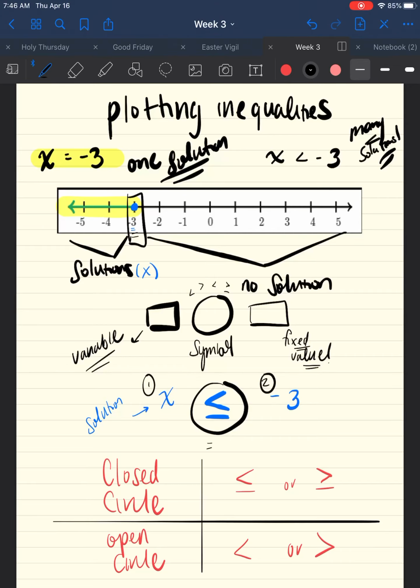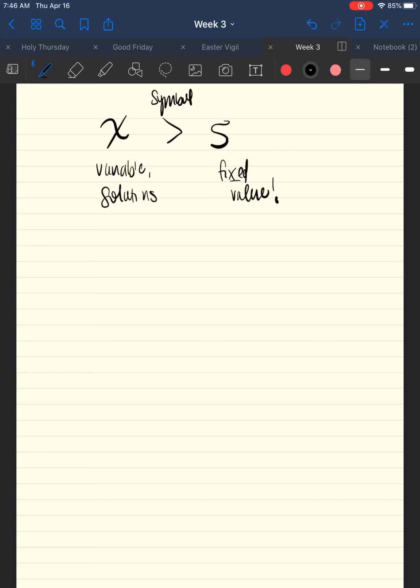Now, let's take a look at one more example. This time in this example, we're going to graph it ourselves. So in the next example, let's try to look at x is greater than 5. If you notice, here I have my variable, meaning that these are all your solutions. What can make it a solution? Here I have my symbol, and this is my fixed value. That means that the number line is going to have the circle or the dot on 5.